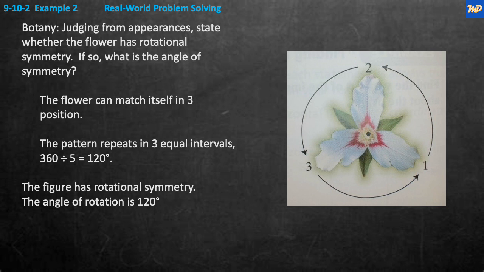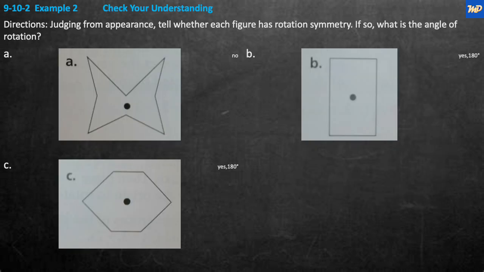Generally, by appearances, the pattern repeats in 3 equal intervals. 360 divided by 3 is 120 degrees. The figure has rotational symmetry. The angle of rotation is 120 degrees. Every 120 degrees, you'll see the same picture over and over again, unless there are flaws or something. We're not counting the flaws in the leaves or something like that, just the overall structure.